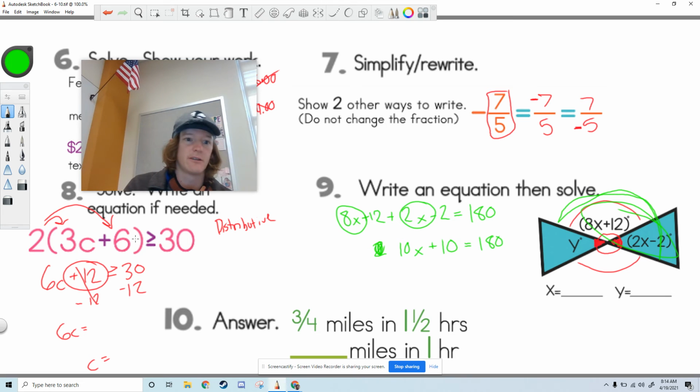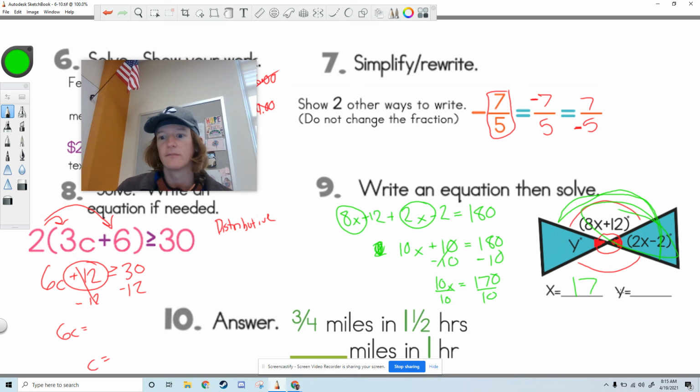Just like we did on number 8 a minute ago, we do minus 10 to both sides. Get rid of the integer. We have 10x equals 170. Divide by 10. We learn that x equals 17.